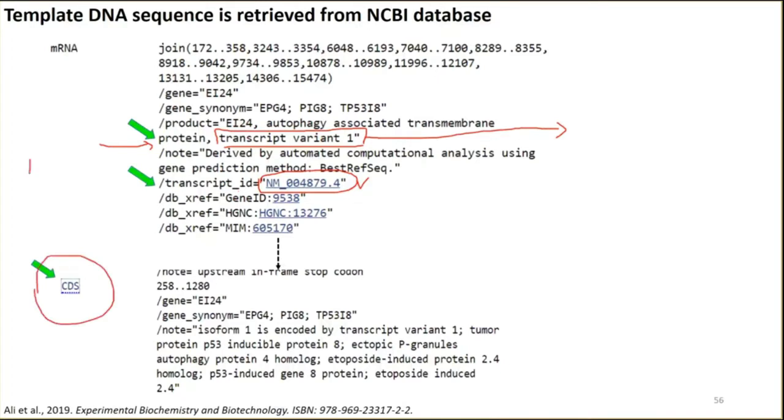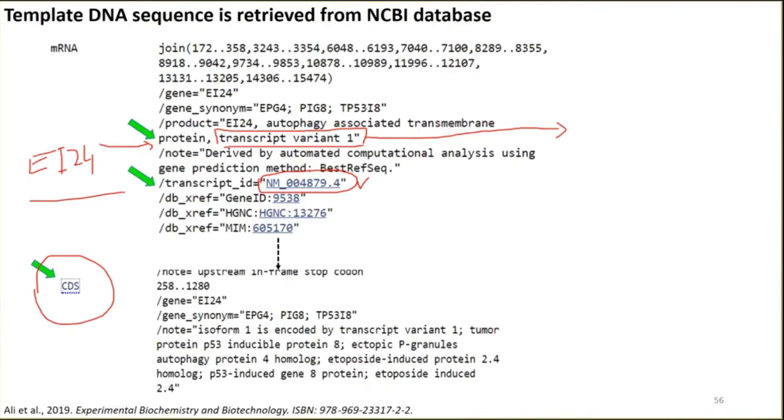We have to click the CDS. After we click the CDS, this new window appears with this sequence. This is actually the transcript of the EI24 gene. This contains the upstream untranslated region and downstream untranslated region, and we are interested only in, for example, the coding sequence.